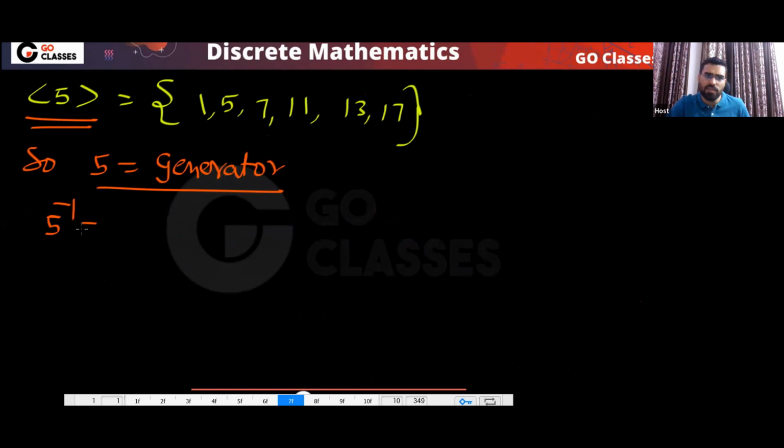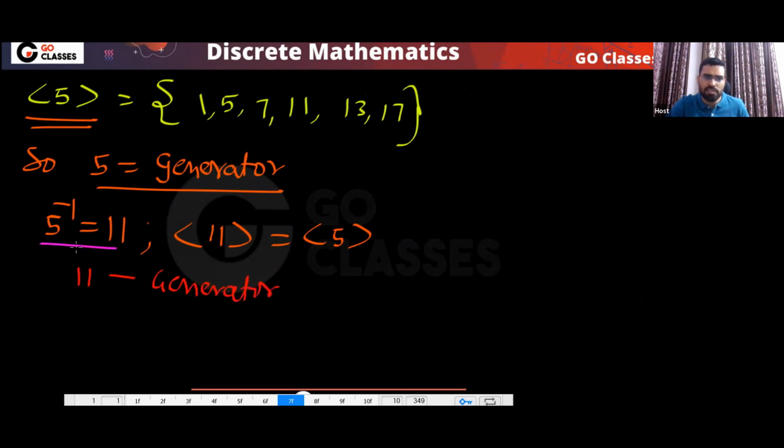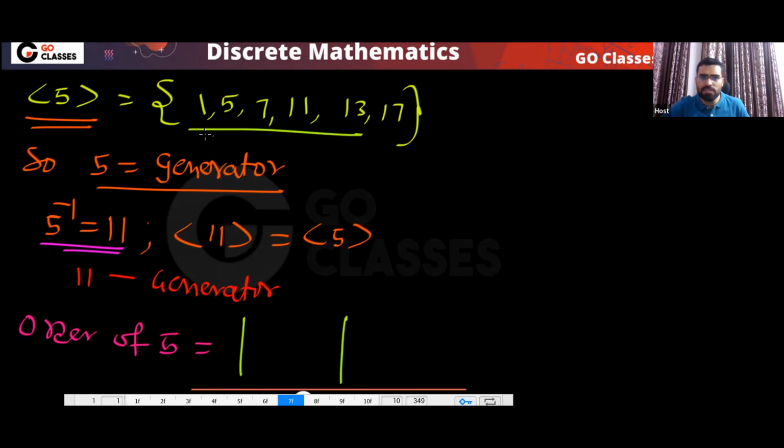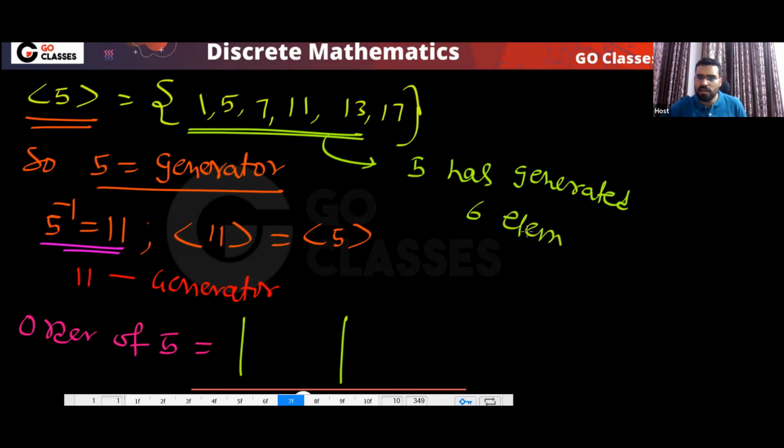And you know that 5 inverse is 11. So 11 is also a generator, because 5 inverse is 11. Okay, so very simple. And what is the order of 5? That will be the cardinality. How many elements has 5 generated? I can say 5 has generated 6 elements.